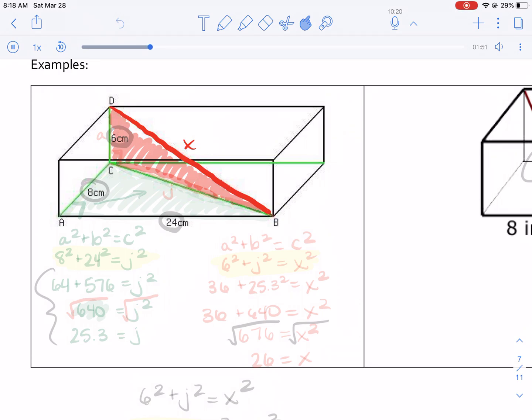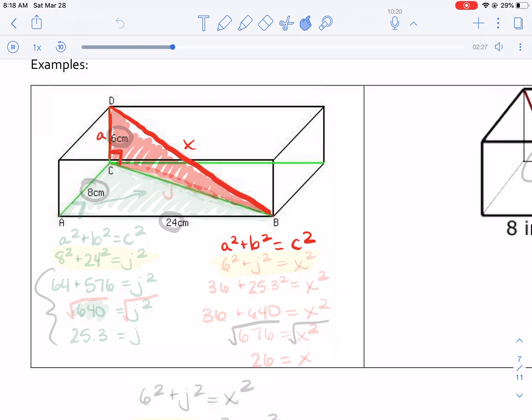A three-dimensional box, all of these little sides here are perpendicular to the bottom, which, fun fact, this little line here is still part of the bottom. So this is a right angle. So I found myself a right triangle. And now I should be able to find the length of that long diagonal line. Let's go ahead and write our Pythagorean theorem, a squared plus b squared equals c squared. And then we're going to fill in the letters.